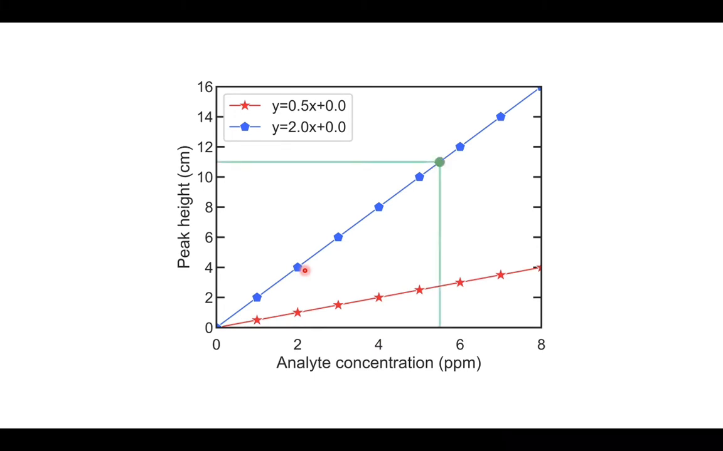So if we have some unknown, for example, in the case of theobromine here, we have a peak height of 11, we can find out what the concentration might be. So if the peak height is 11 centimeters, we find out that the concentration is around about 5.5 ppm of theobromine. You can do the same thing for caffeine. Say we have a peak height of around about 3 centimeters, we would find that we have a concentration of around about 7.5 ppm of caffeine in that particular sample.